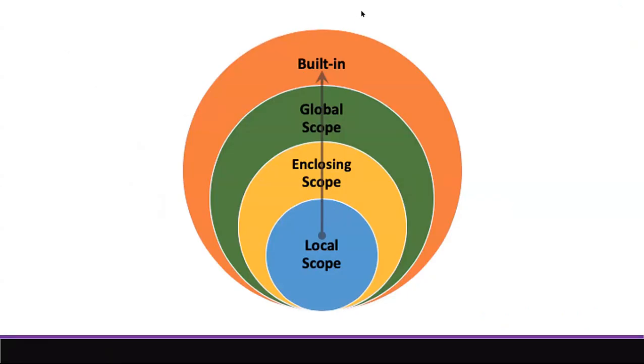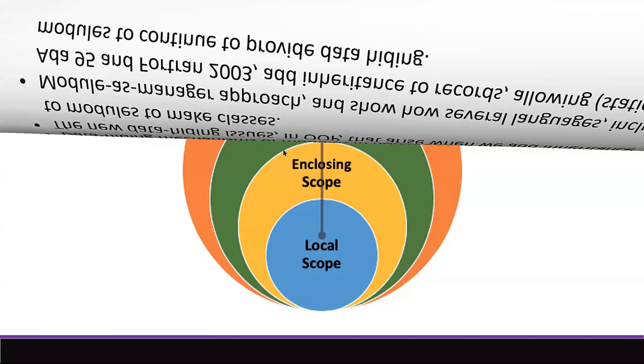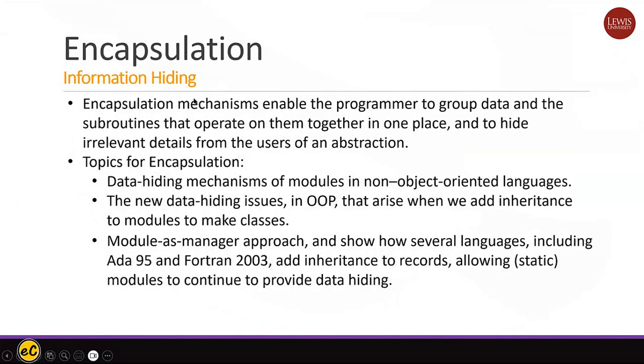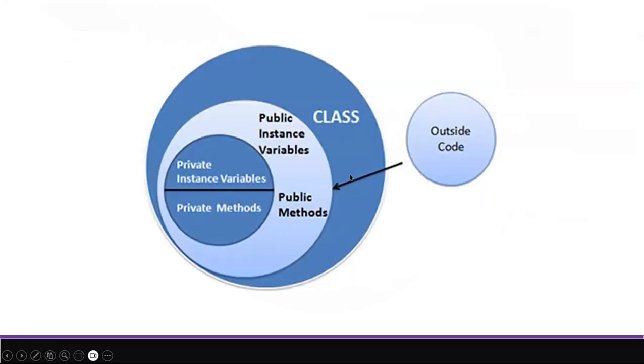So in Python, you have the LEGB rule for the scope. You need to know where the variable got defined, or first used. Information hiding: the encapsulation mechanism enables the programmer to group data and subroutines that operate on them together in one place and hide the details. So this one I see is okay, not hard.